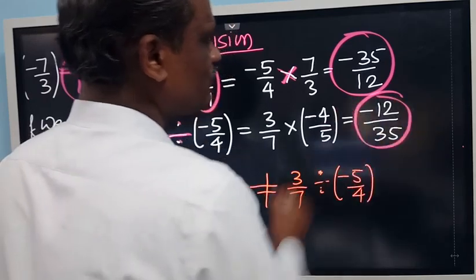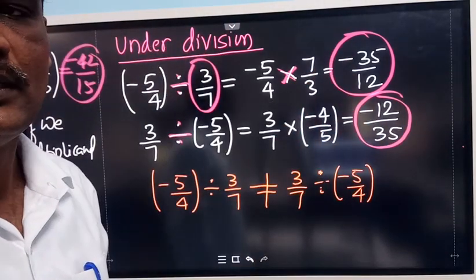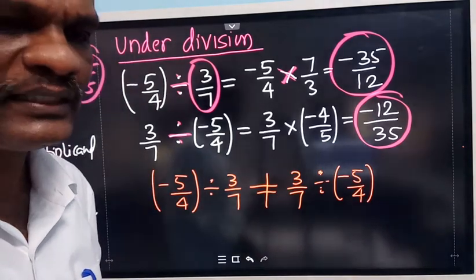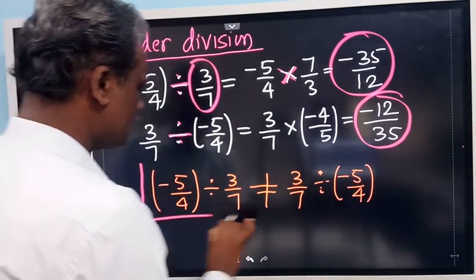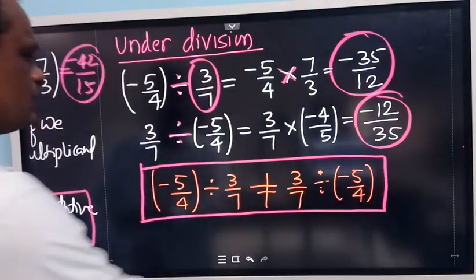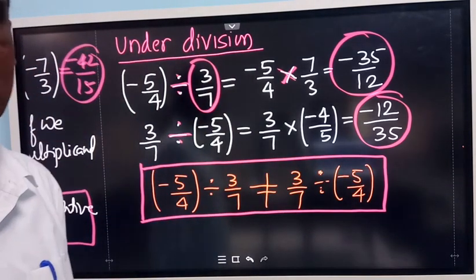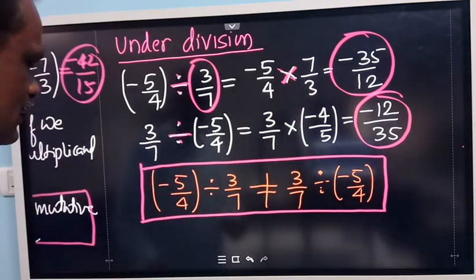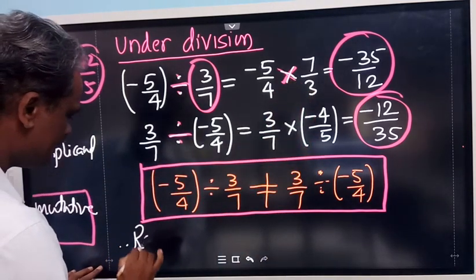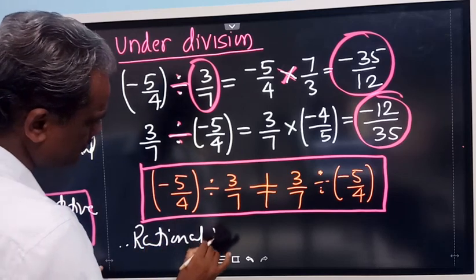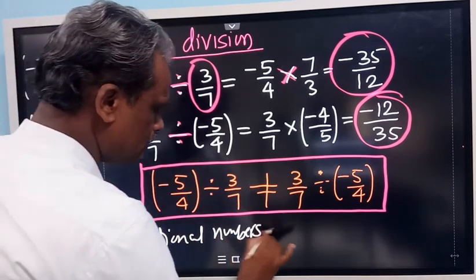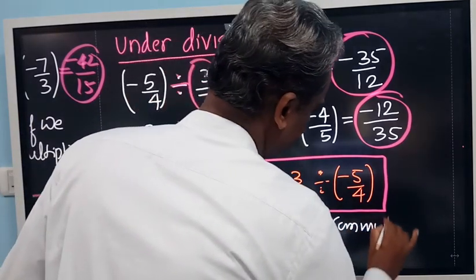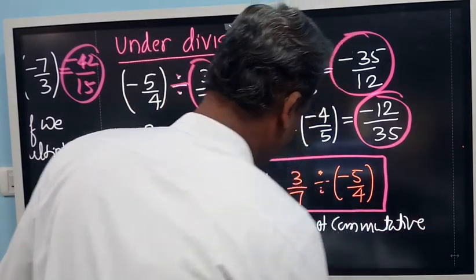So look at this one. Minus 35 by 12 is not equal to minus 12 by 35. They are not the same. So therefore here the rational numbers are not commutative under division. You are not getting the same answer. So we conclude that rational numbers are not commutative under division.